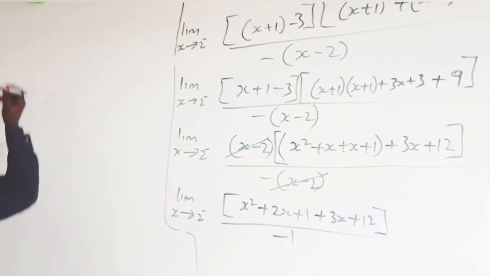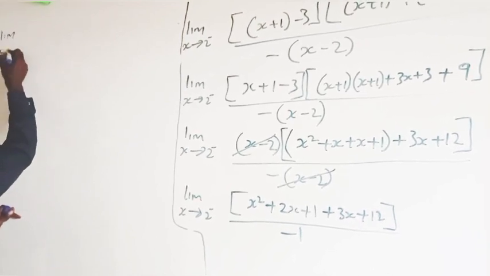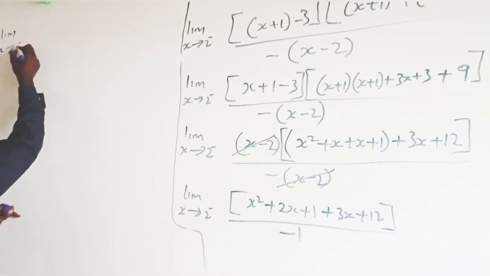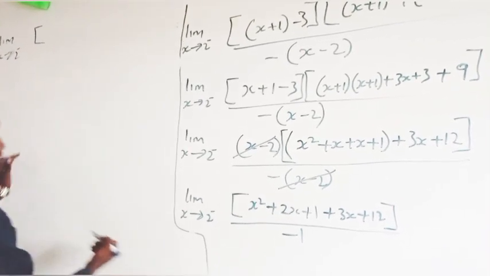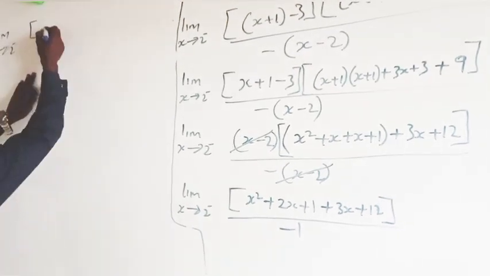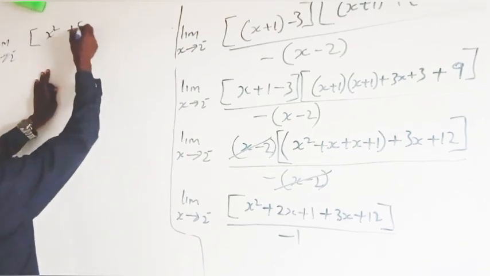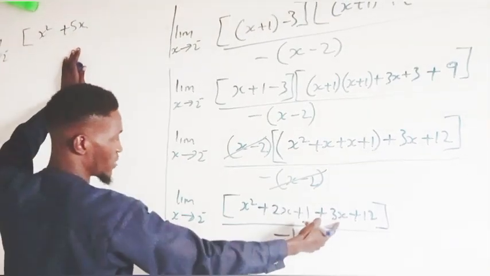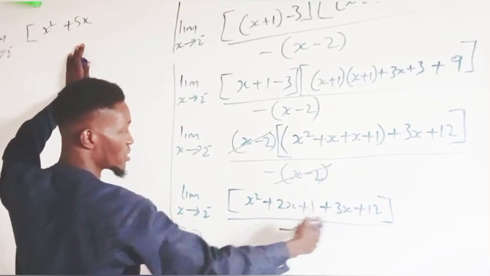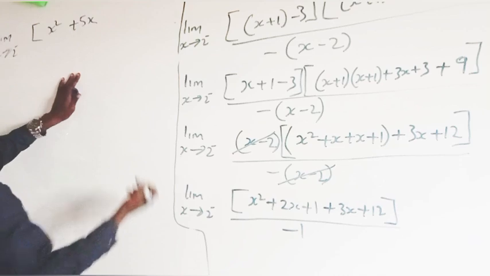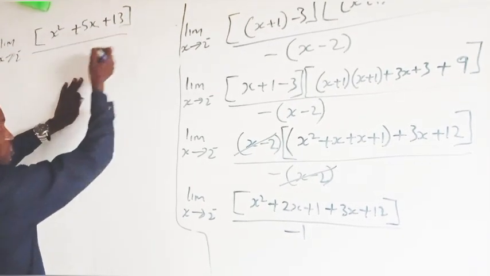I'm still going to write my limit as x tends to minus 2. If I were to collect the left-hand side, this is our x square. 2x plus 3x is 5x. 1 plus 12 is 13. Everything over minus 1.